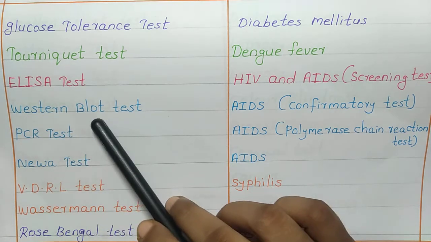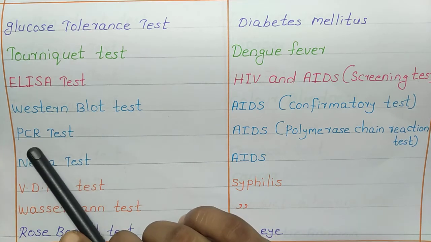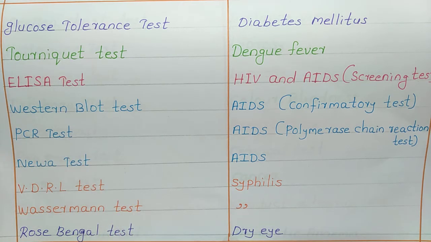Next is the Western blot test. The Western blot test is the confirmatory test for AIDS. So Western blot is a confirmatory test. Next is the PCR test. PCR expansion is polymerase chain reaction. So the polymerase chain reaction test is also a diagnostic test for AIDS.